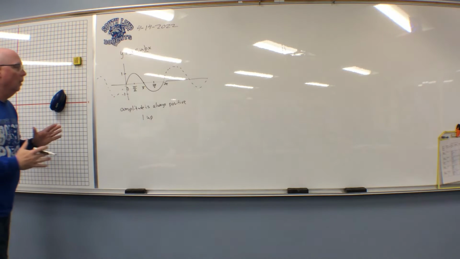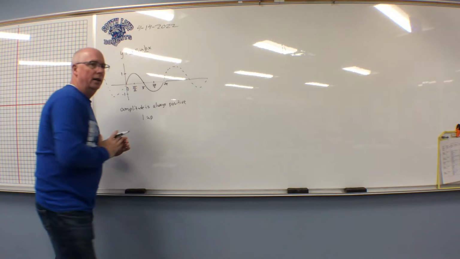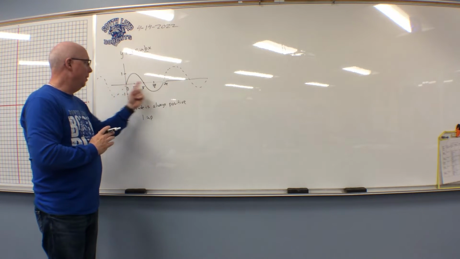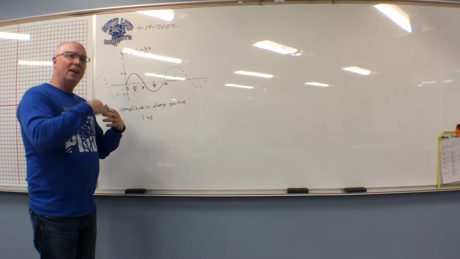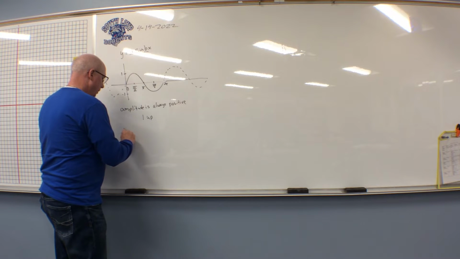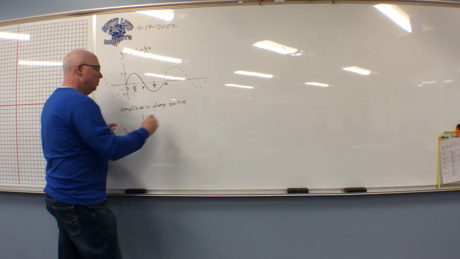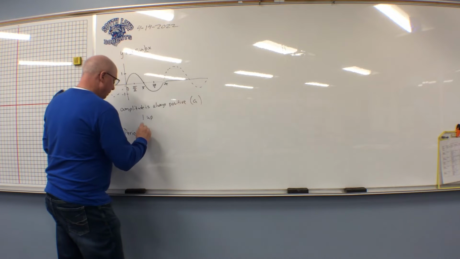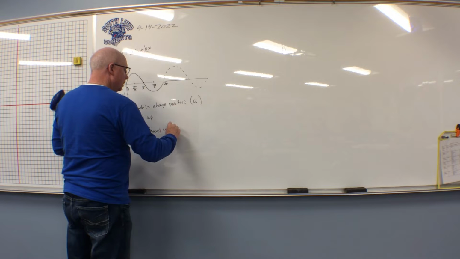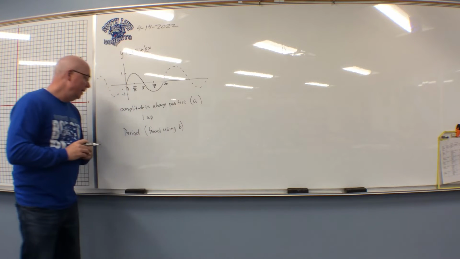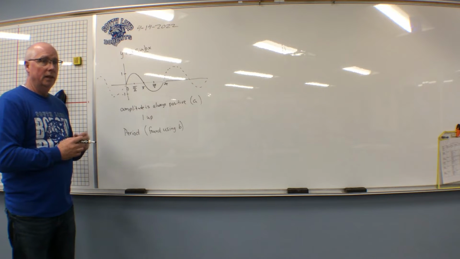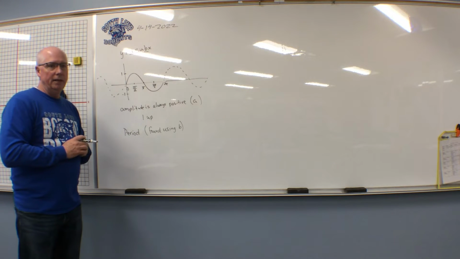It just keeps going. What we do is we just take a snapshot of one period. This is called a period, where the graph completes itself one time. The amplitude is always positive, that's A. The period is found using B. Now you'll notice that I didn't say that the period was B, did I? I said it was found using B.